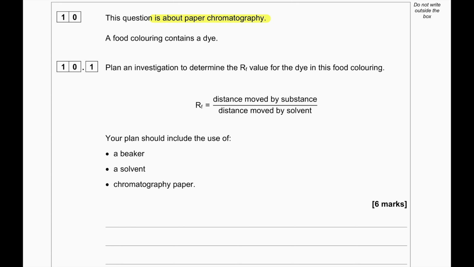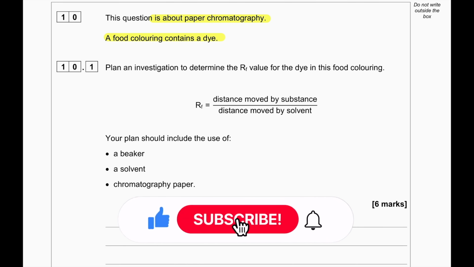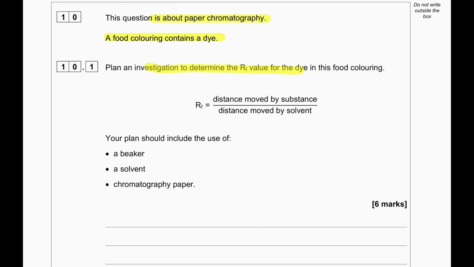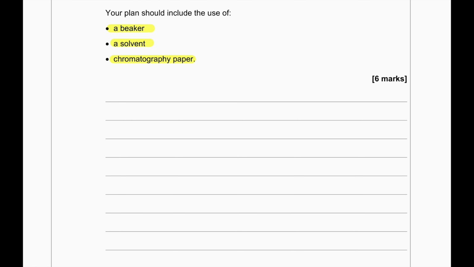This question is about paper chromatography. Food coloring contains a dye. Plan an investigation to determine the RF value for the dye in this food coloring. RF is calculated by the formula distance moved by the substance divided by distance moved by the solvent. Our plan should include a beaker, solvent, and chromatography paper. So at first, we're going to draw a pencil start line on the chromatography paper and then place a spot of the food coloring on the start line.